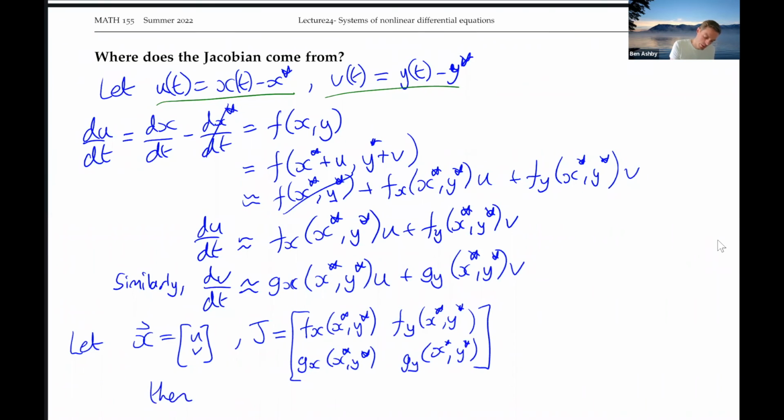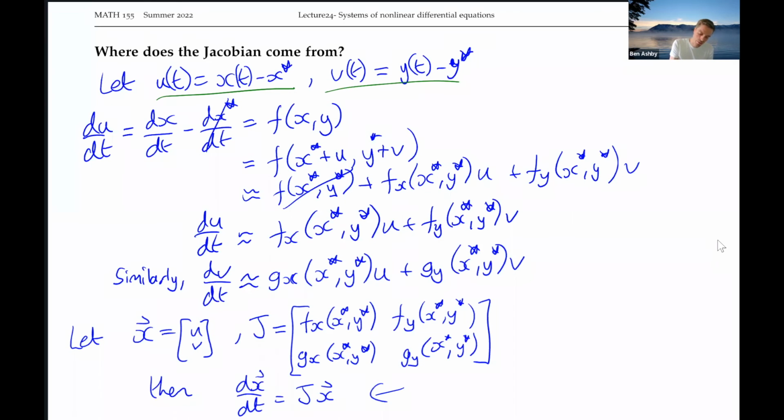Then we can write dx/dt is equal to Jx. So this is a linear system where our matrix is given by this J, which was our Jacobian. So if we can work out the partial derivatives of our functions, f and g, then we can create this Jacobian. If we find our equilibrium, then we can substitute the equilibrium into this Jacobian. And then now we're just back into the case where we had a linear system.